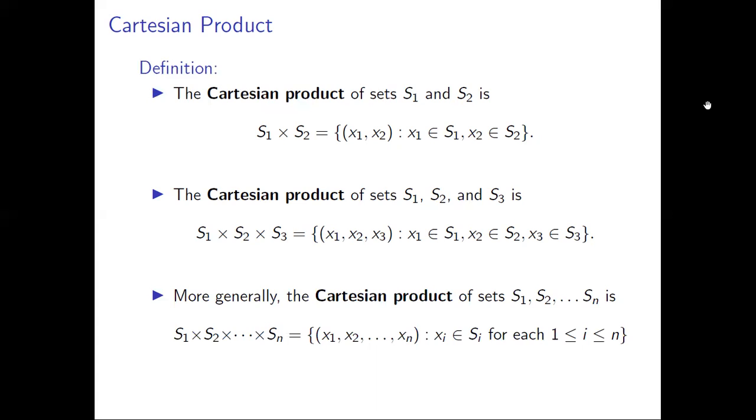And when we construct these lists that are going to become part of the Cartesian product, we need to make sure that each xi is an element of the corresponding set Si. Right? So for example, x2 must be an element of set S2. x15 must be an element of set S15. Right? And this must be true for each i between 1 and n.